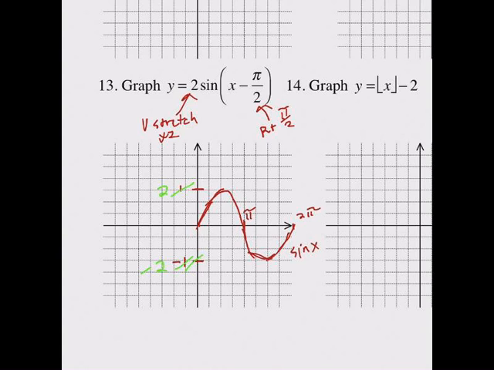What about shift right pi over 2? If I take this where it's currently at 0, if I go right pi over 2, it's going to be at pi over 2. The whole thing shifts. Well, I'm not going to redraw it over there. What I'm going to say is, instead of starting at 0, this thing is going to start at pi over 2.